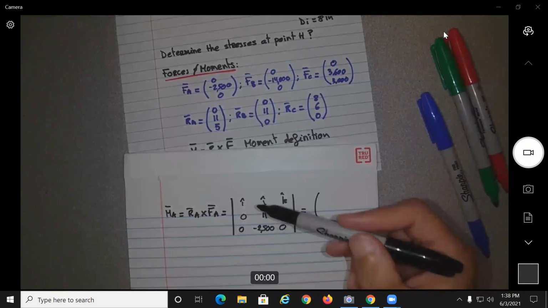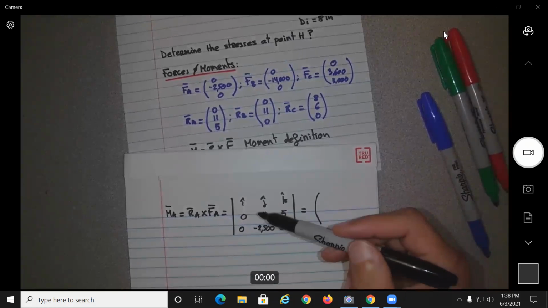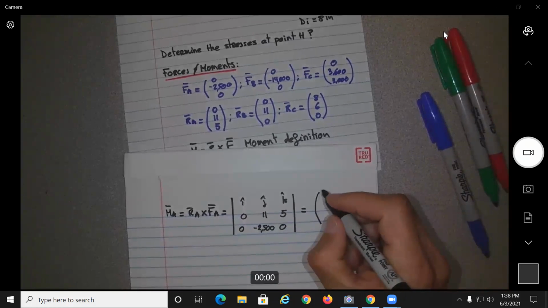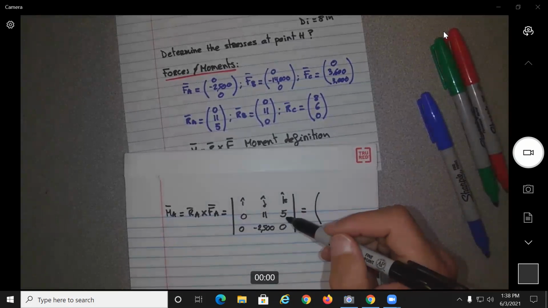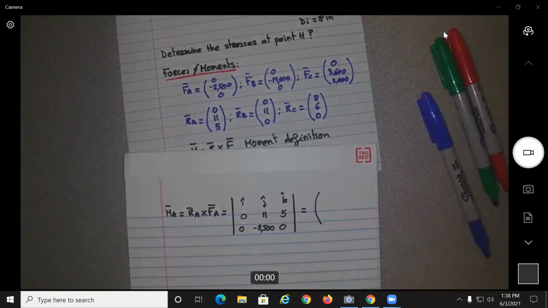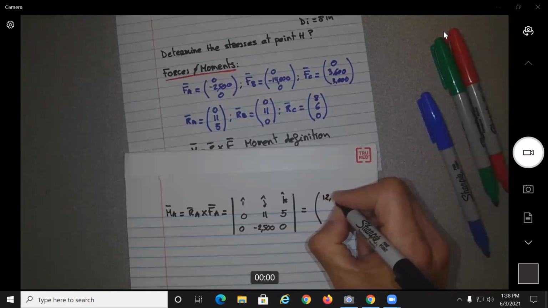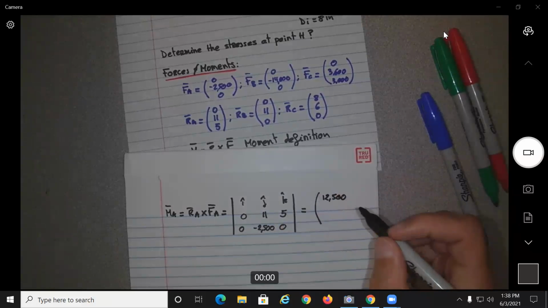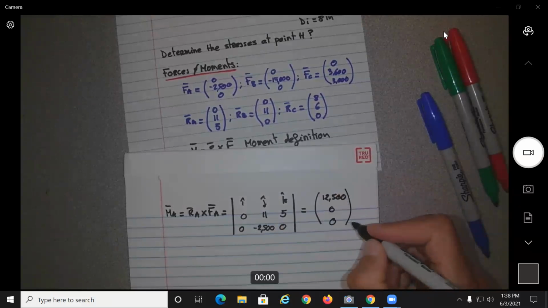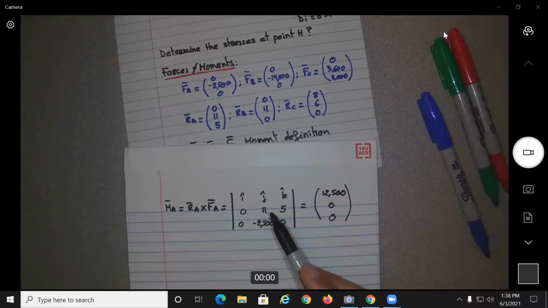So if you do this calculation, what are you going to get? We get 0 here. This one would be 0 minus, will be plus. So 5 times 2,500, that will be 12,500 on the X. And then since this is 0, this will give us 0 and 0. Okay. I hope you don't have any problem taking the cross product. Remember how to do the cross product? Okay.